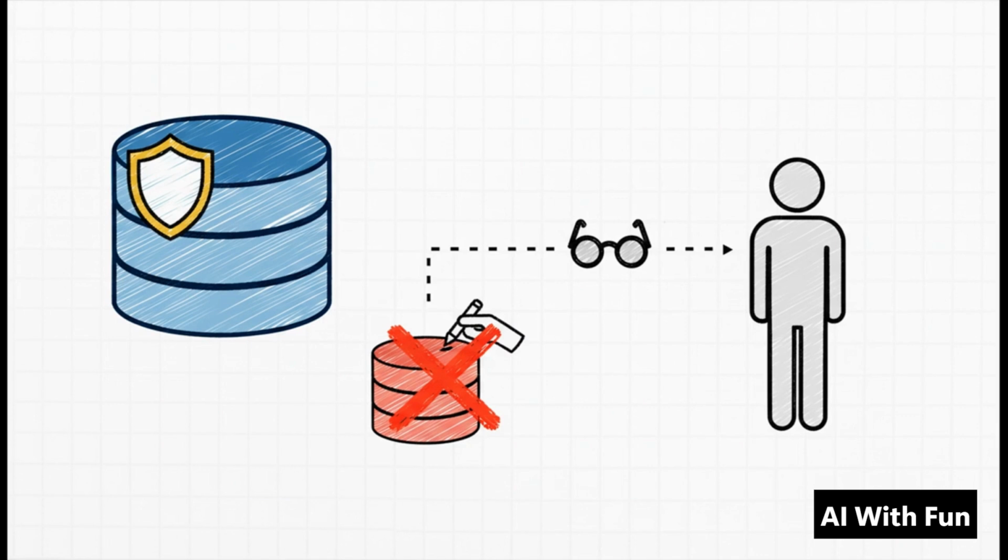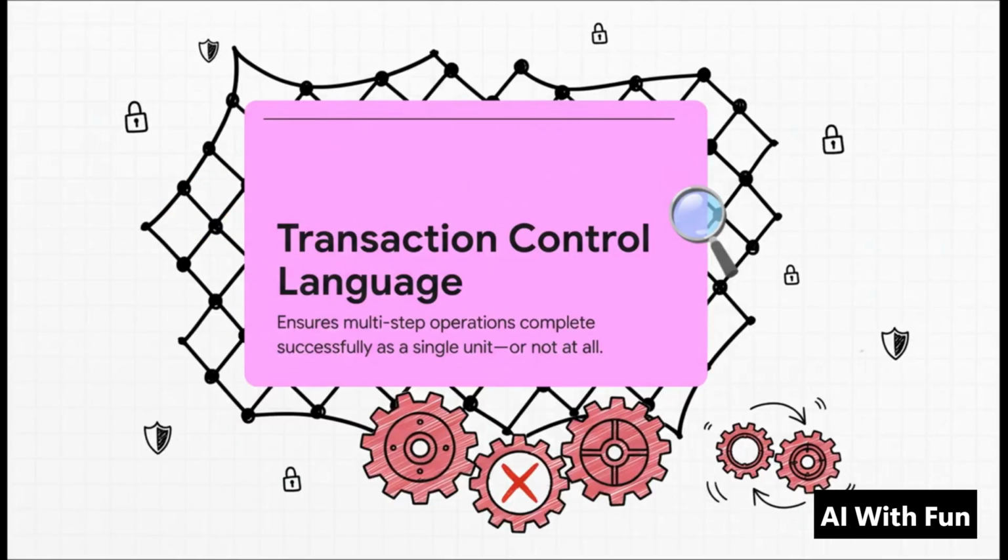And here's a perfect real-world example of why DCL is so important. A data analyst absolutely needs to see the sales data to build reports, but you definitely don't want them to accidentally change or delete it. So the grant command lets an administrator give them a view-only key. This protects the integrity of the company's most important information. It's a huge deal.